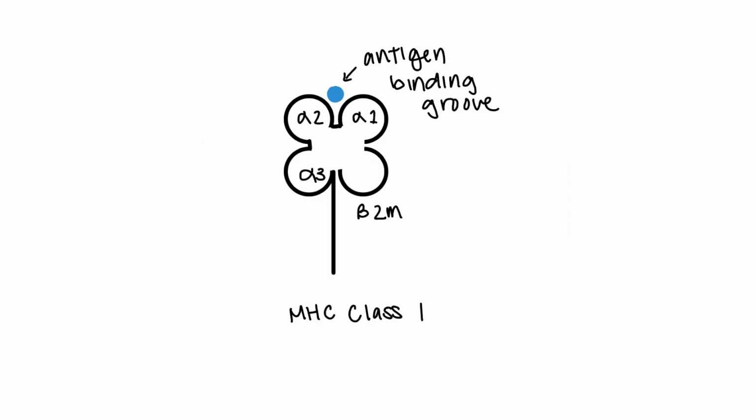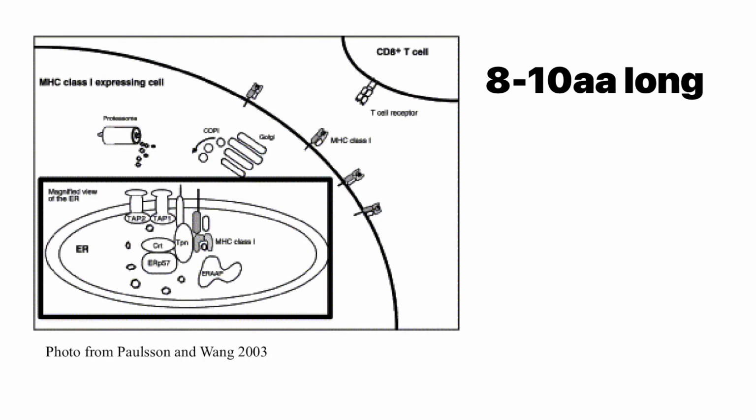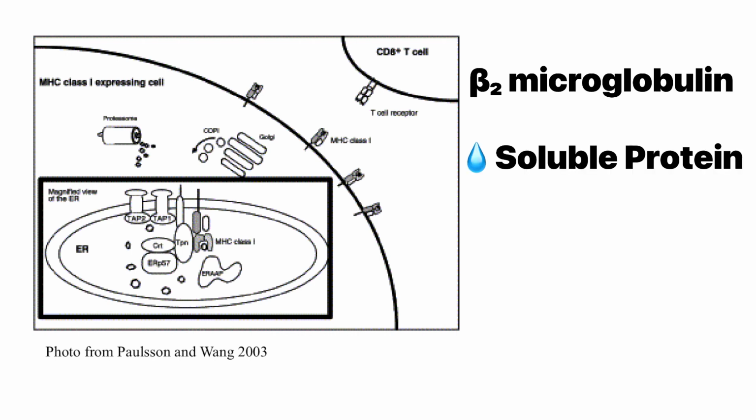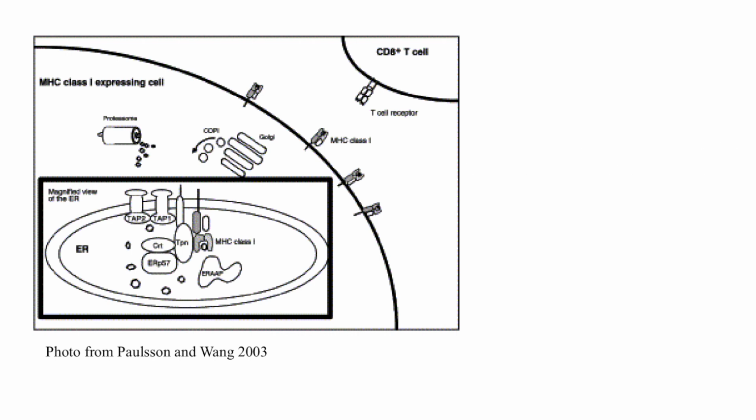MHC class I molecules are composed of an alpha domain that spans the membrane. Together, the alpha 1 and alpha 2 domains form the wall of the groove where peptides bind. These peptides are only 8 to 10 amino acids in length. MHC class I is also associated non-covalently to beta-2 microglobulin, a soluble protein. Peptides bound to the groove are presented to CD8+ T cells.